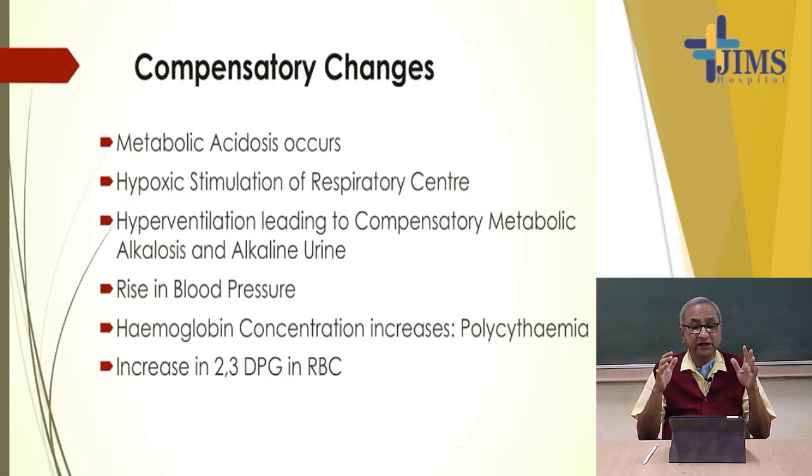Hemoglobin concentration in the blood increases because of polycythemia. The polycythemia occurs because more hemoglobin is produced in hypoxia, so that whatever little oxygen it is taking can be delivered to the tissue. These are all compensatory mechanisms of the body. There is an increase in 2,3-DPG in RBC.